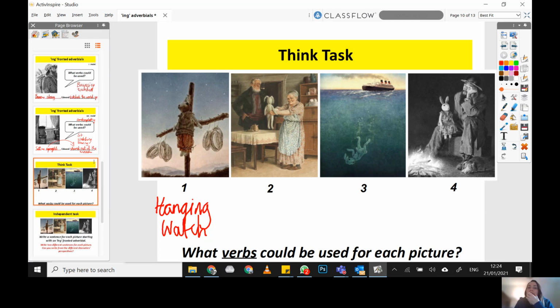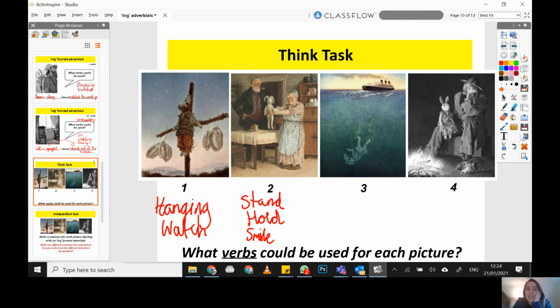What about the second picture? What actions can we see? So we could say that they are standing. We could say that she is holding. We could see that she is smiling. Okay, so smiling brightly. Nellie held him off, so she's smiling. Oh, there's an I in the word smile.